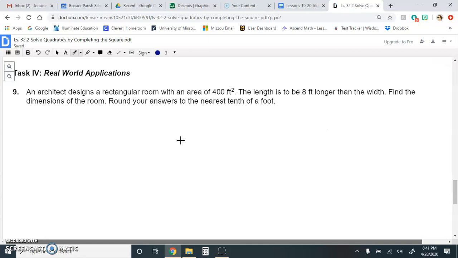Go ahead and pause the video and read this to yourself. It says an architect designs a rectangular room with an area of 400 feet square. The length is to be 8 feet longer than the width. Find the dimensions of the room and round your answer to the nearest tenth of a foot. So again, pause the video and try to draw a picture to represent this to help us better understand.